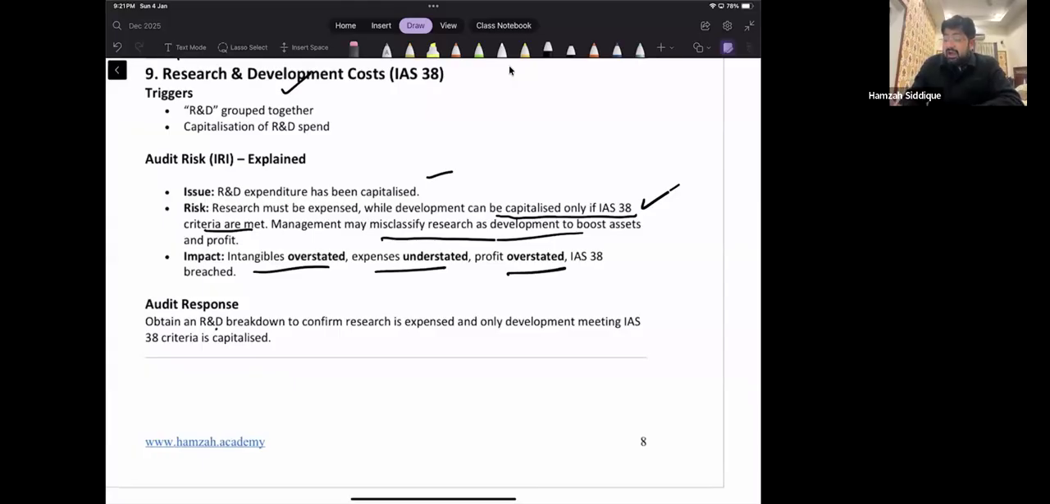So obtain the R&D breakdown of cost to confirm research is expensed, and only development cost meeting the criteria is capitalized. Now you see here, this is the direction of audit work.